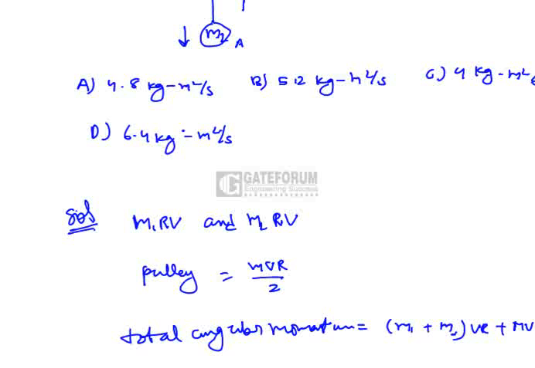So it is equal to 5 into 2 into 0.4 plus half into 3 into 0.4 into 2, which is equal to 5.2 kg meter square per second. So in the options, the correct option is B. B is the right answer.